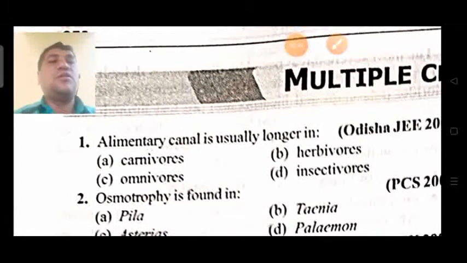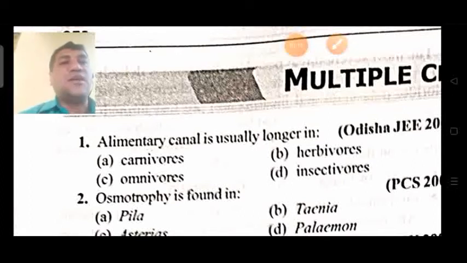Your first question: the alimentary canal is usually longer in carnivores, herbivores, omnivores, or insectivores. Carnivores, you know, take meat as food. And the digestive canal is approximately 30 feet in humans. So human beings can be carnivores based on food habits. By virtue they are only carnivores because the presence of canine teeth is the characteristic feature of carnivores.